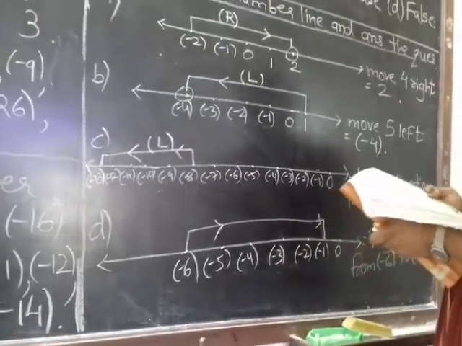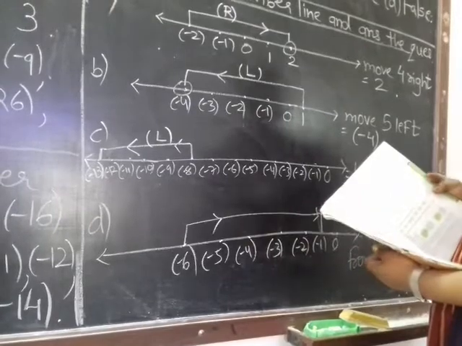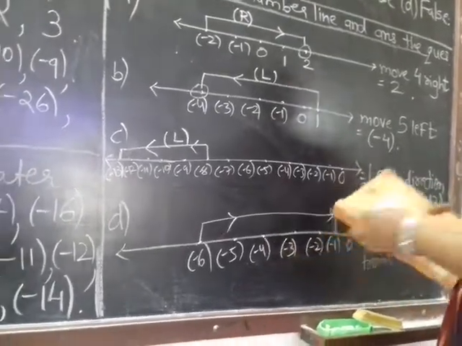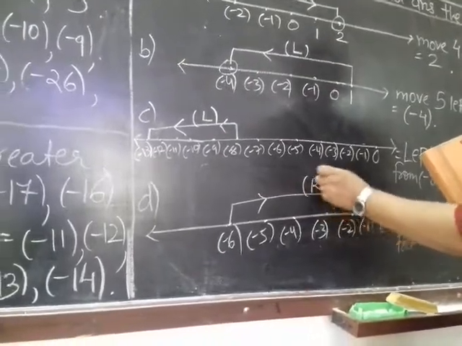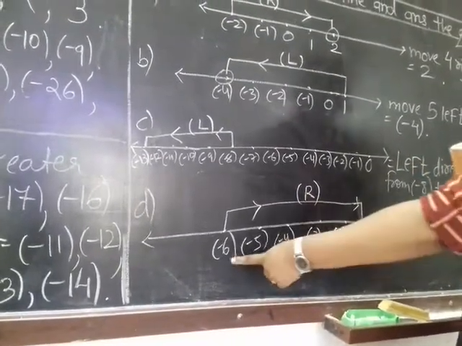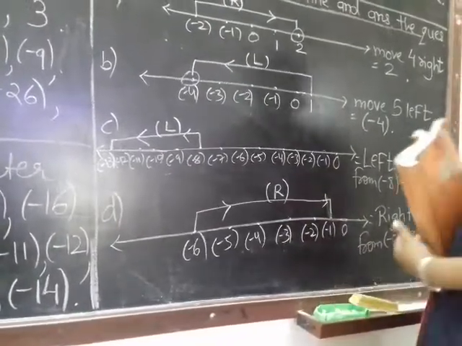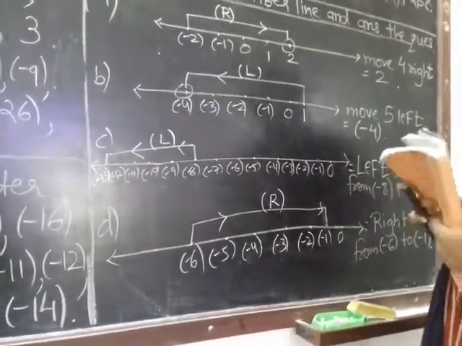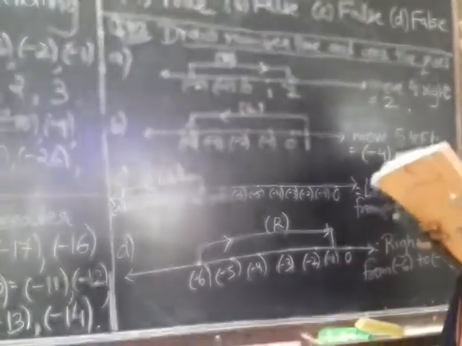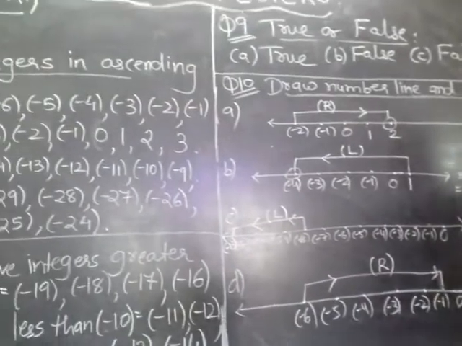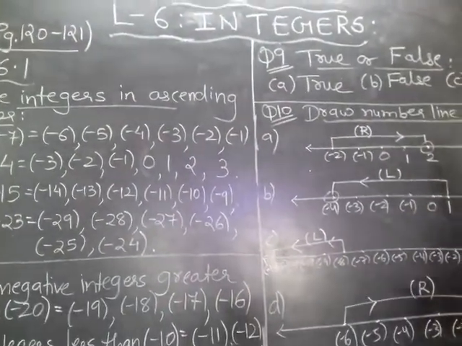And the last question is, if we are at minus 6 on the number line, in which direction do we move to reach minus 1? If we are at minus 6 and we want to move to minus 1, which direction are we going? Right direction. So from minus 6 to minus 1 we are moving to the right direction of the number line. Hopefully this is clear to you, and you have to copy the whole exercise 6.1 in your classwork notebook with neat handwriting along with the questions and answers. Thank you.